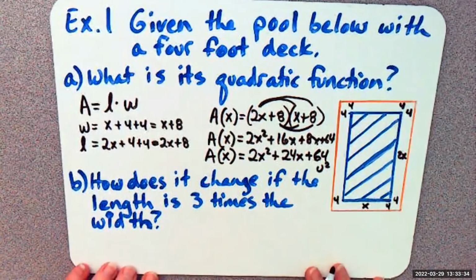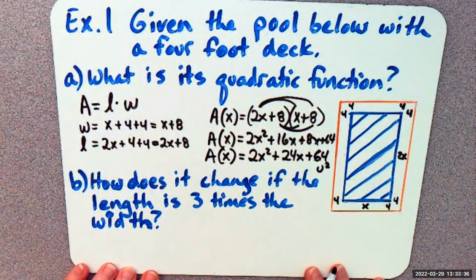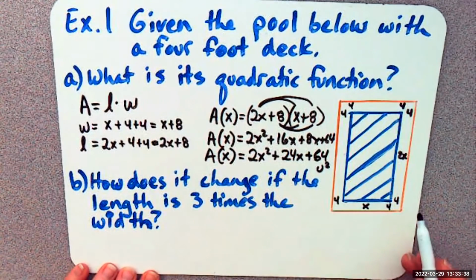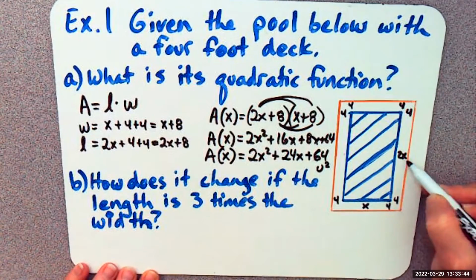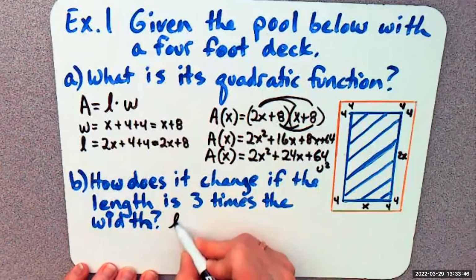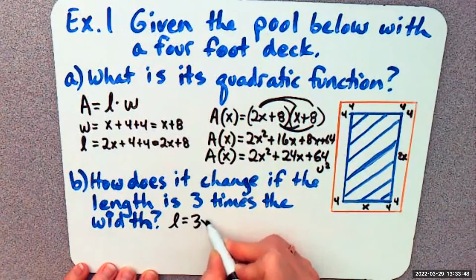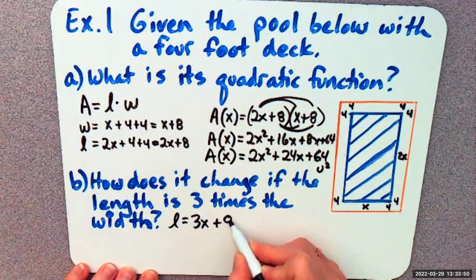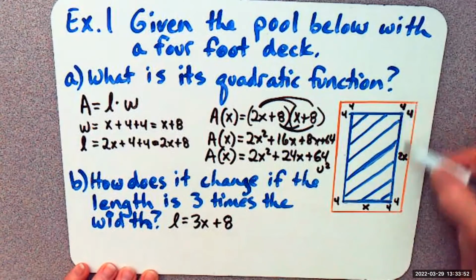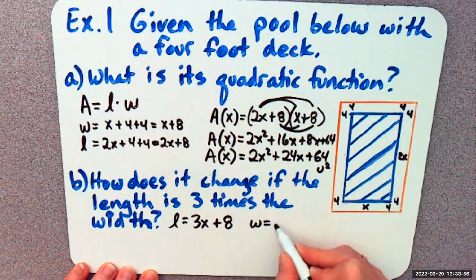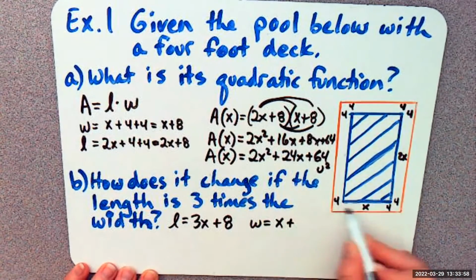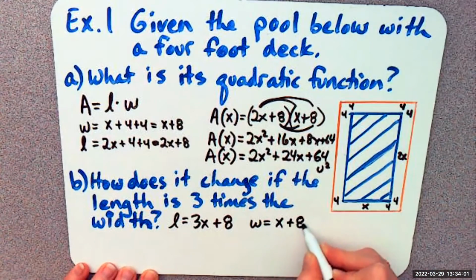Okay, so how does it change if the length is 3 times the width? Instead of this being 2 times the width, it's 3 times the width. So then the length is 3x plus 8, because we have the 4 here and the 4 here, and the width doesn't change. It's just x plus that 4 and that 4, so 8.